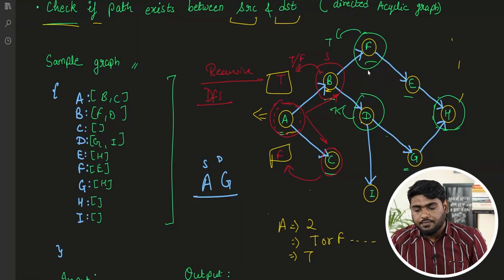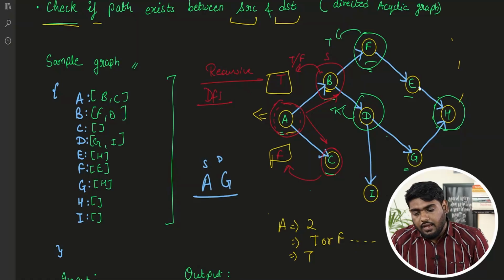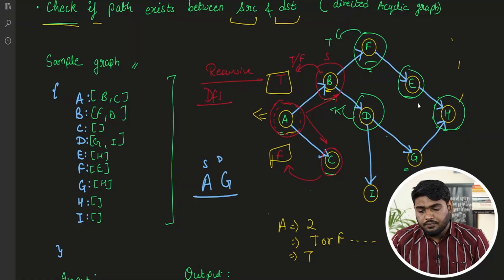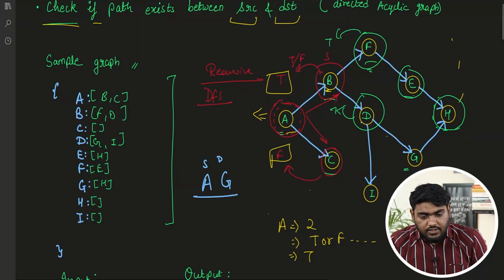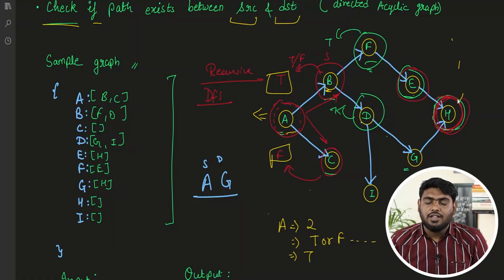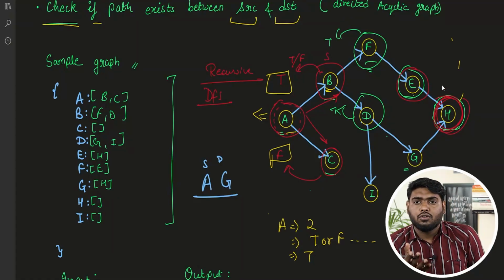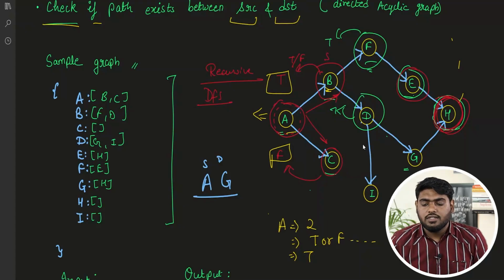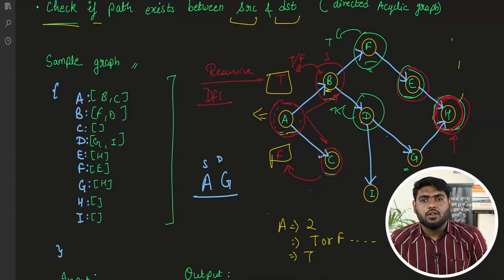Let's take up this path. I've taken F. F will ask the same question to E, and E will ask the same question to H. Now when E is asking the same question to H, that means: can I reach H through this neighbor? Well, we are actually standing on that.